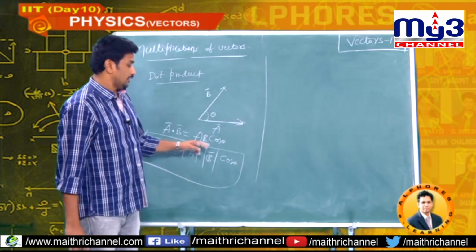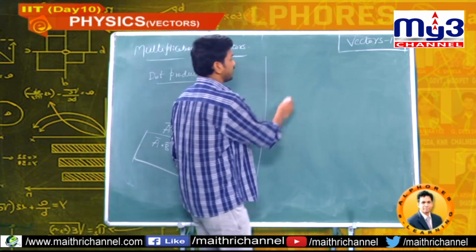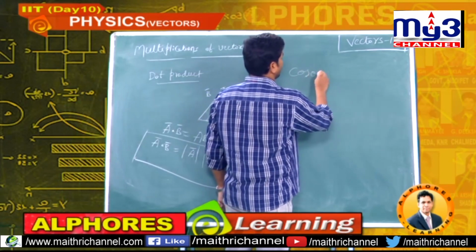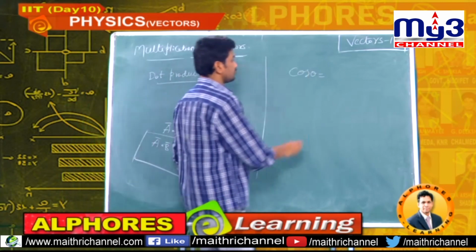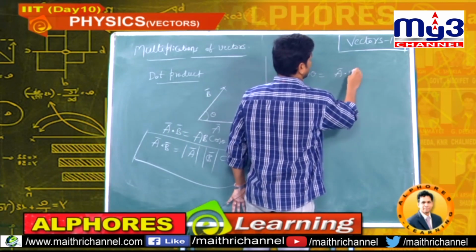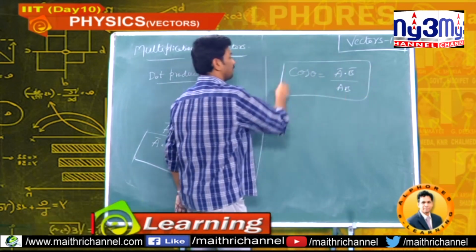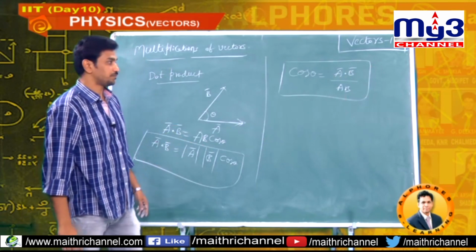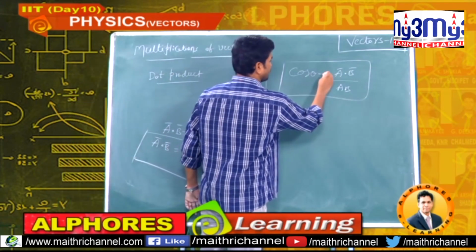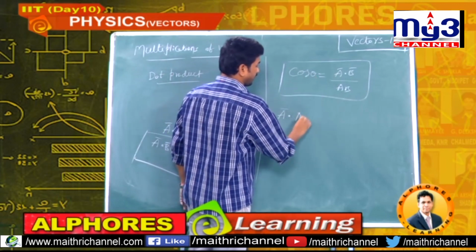Now sometimes they will ask you for the angle between two vectors. What is the angle between two vectors? Theta. Cos theta is equal to A bar dot B bar by AB. By using this, we can find the angle between A bar and B bar. Now, see, A bar dot A bar.